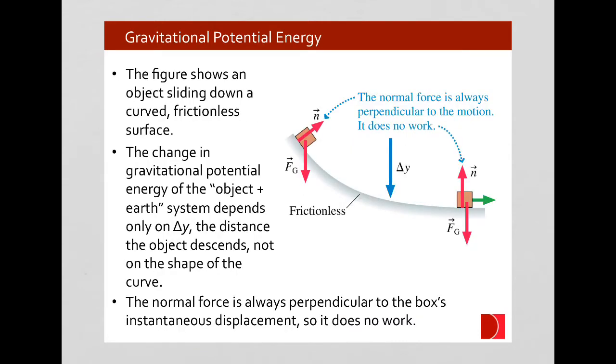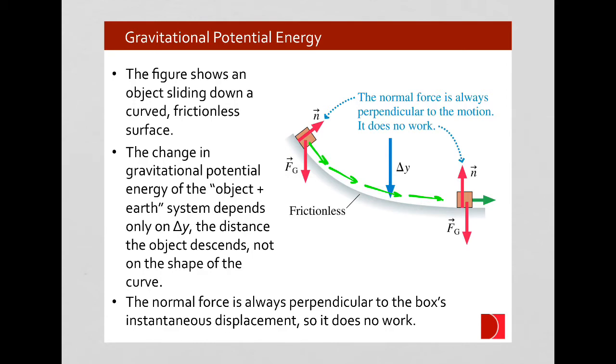If we look at an object that goes down a curved surface, and we look at its motion, we still only need to consider the total up and down motion, its total displacement in the y direction, regardless of the shape of the actual surface. The reason for this is that as the object moves, it will always move perpendicularly to the surface, while its displacement has different directions.